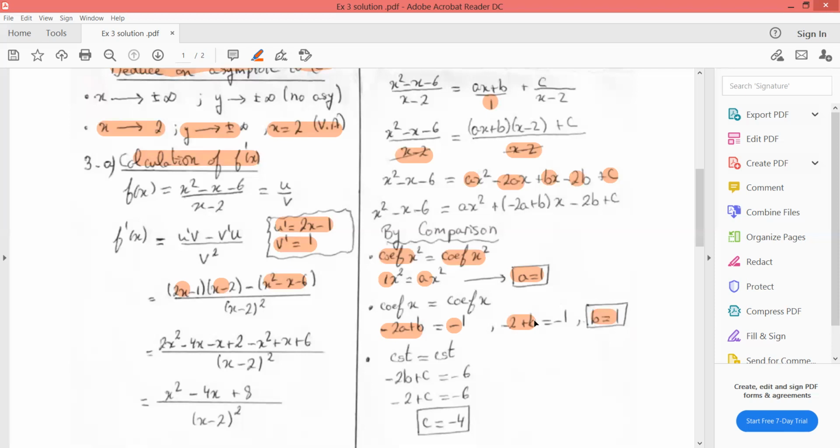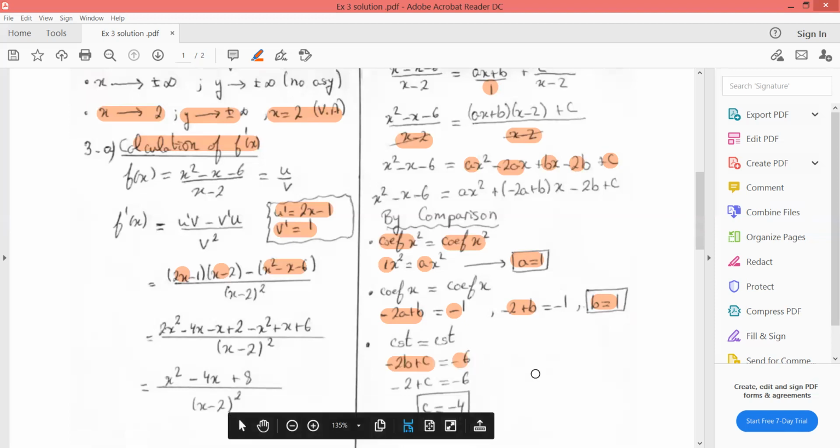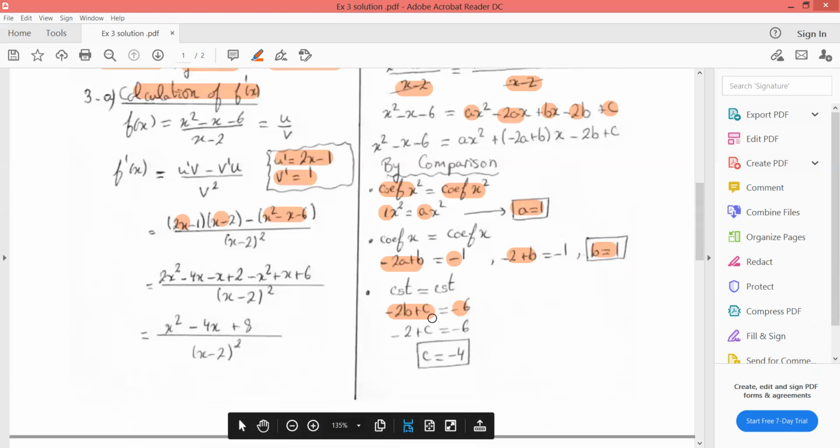The constant number equals the constant number. The minus 2b plus c equals, on the right side, minus 6. Replacing b by 1, we get c equals minus 4. Please, do you have any questions? No. No.